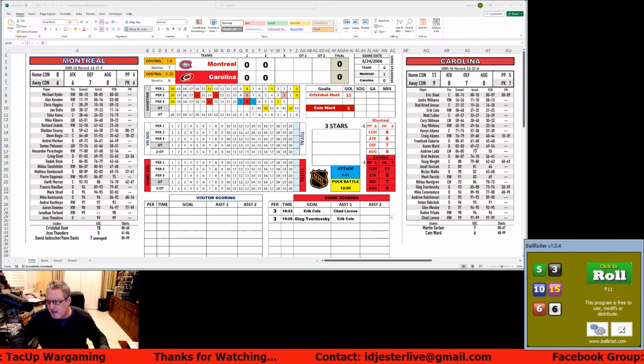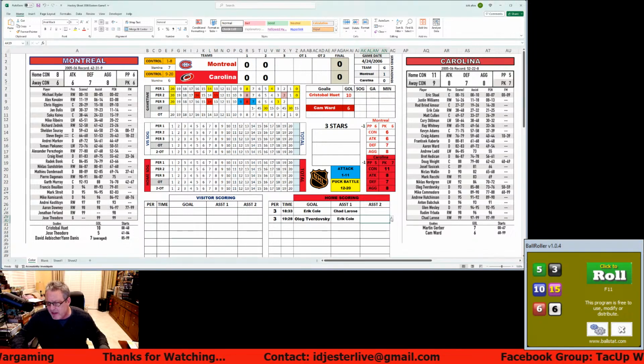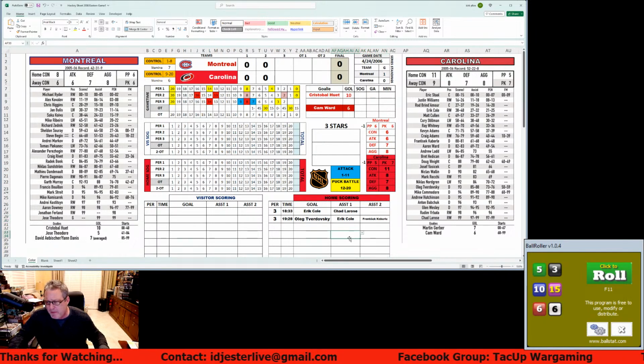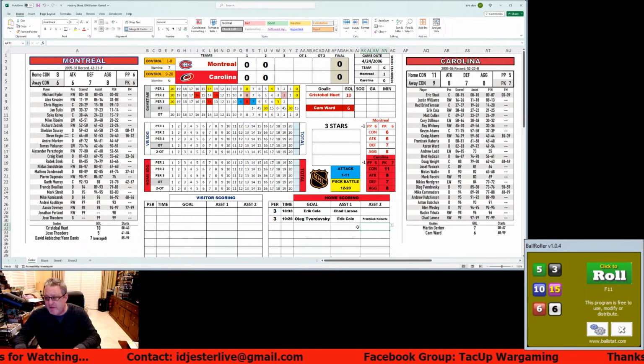66 is Fantastic Cabriolet. Holy cow. Fantastic Cabriolet? Something like that anyways. That's who we're going to go with. Oleg Tverdovsky ices this one.